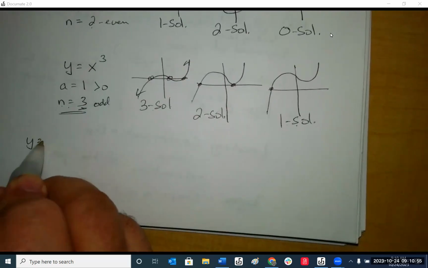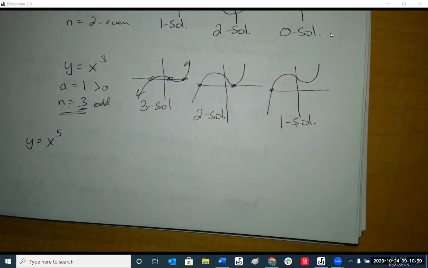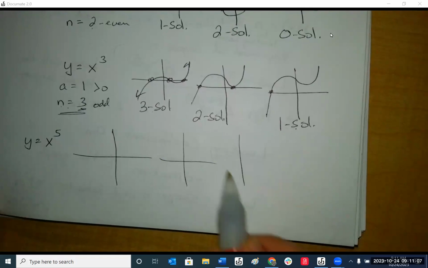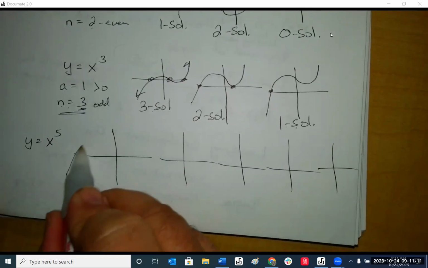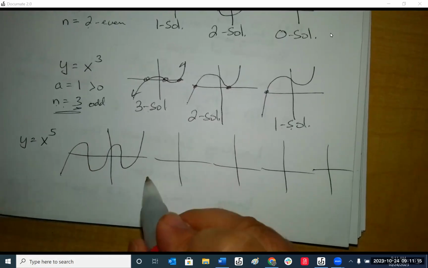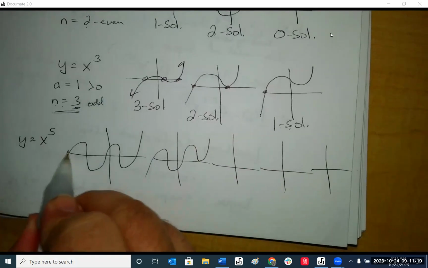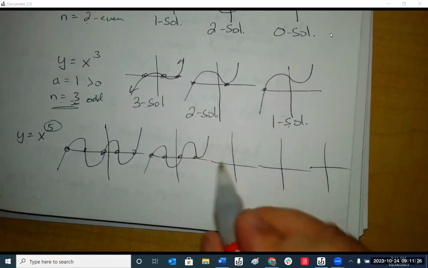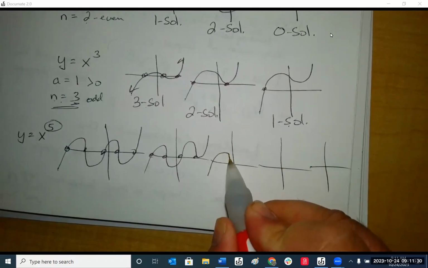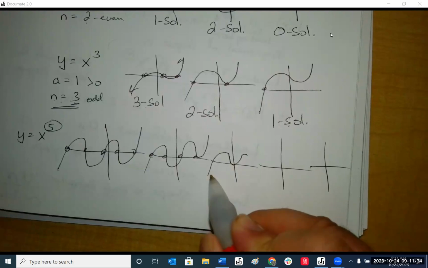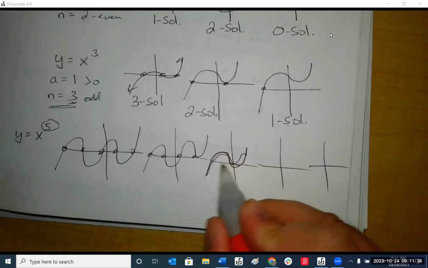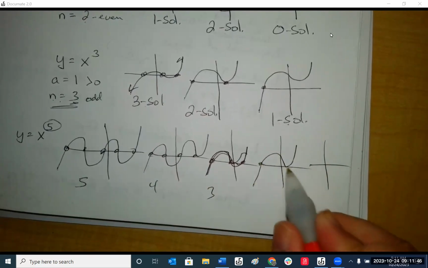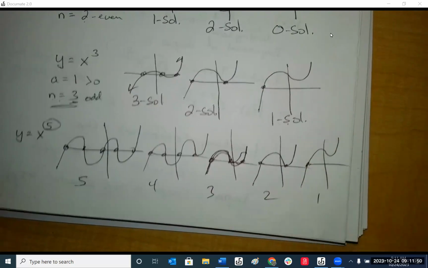So for example, if I gave you an equation that looks like this, our graph can look like this. 1, 2, 3, 4, 5 solutions. We can have 4 solutions. Or we can have 3 solutions. We can have 2 solutions, but we have to have at least one solution in odd degrees.